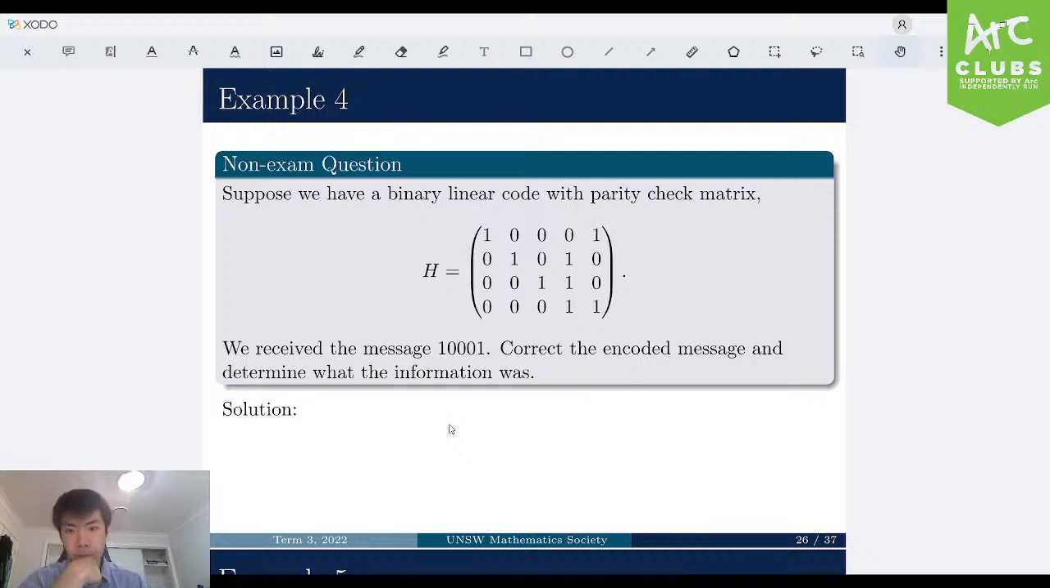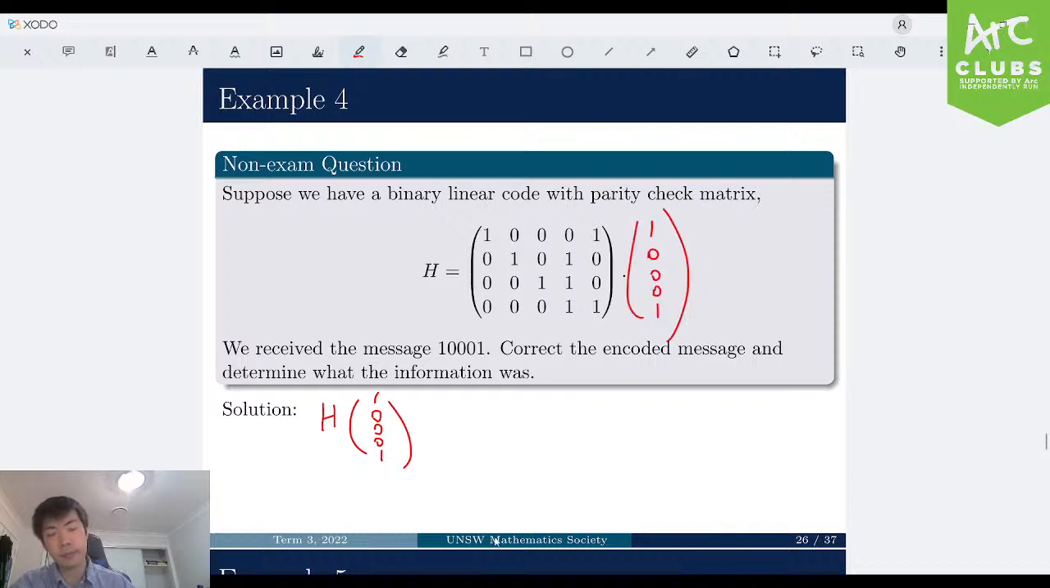Right, so example 4. We received the message 10001, the correct encoded message, and we need to determine what the information was. I'm going quite a bit over time, so I'll just very briefly mention it, and then you can check through the working yourself. Essentially, you're going to take this matrix H, multiplied by your received message, like this, and you should realize that this ends up being equal to 2001, which under mod 2 is exactly equal to 0001.